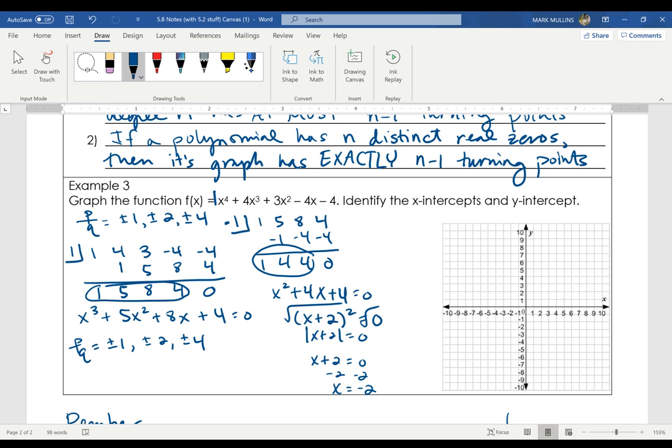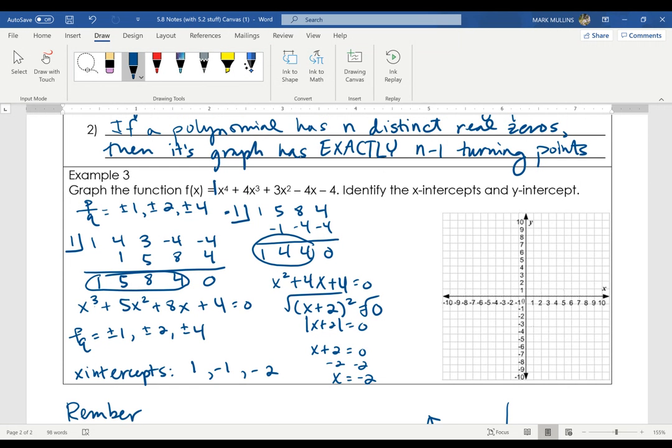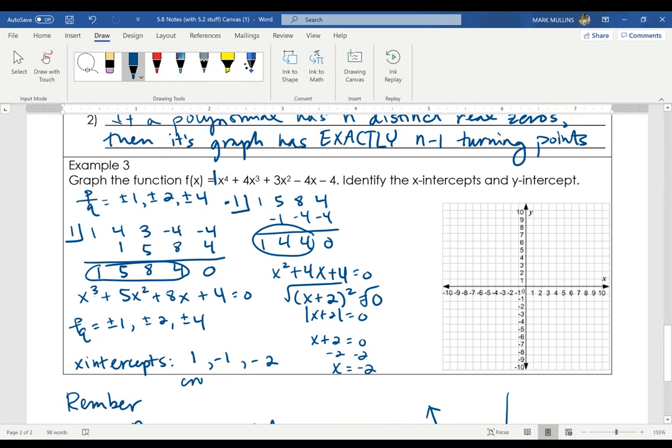So let's go through and find our x-intercepts and list them all out here. Our x-intercepts were 1, we know that 1 was a zero, -1, and then -2. And let's remember that 1 and -1 are both crosses, and -2 is a bounce because that's the factor that was squared. So there was only one answer of 1, one answer of -1, but -2 happened twice.